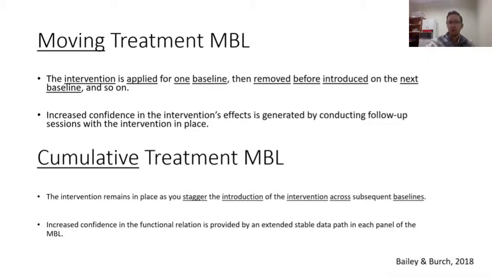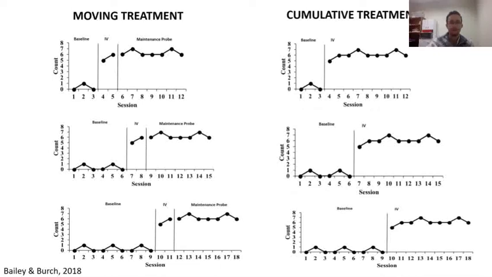In the cumulative treatment multiple baseline design, which is the type that you have seen so far, the intervention remains in place as you stagger the introduction of the intervention across subsequent baselines. Increased confidence in the functional relation is provided by an extended stable data path in each panel of the multiple baseline design. So here's an example of each from Bailey and Birch 2018.